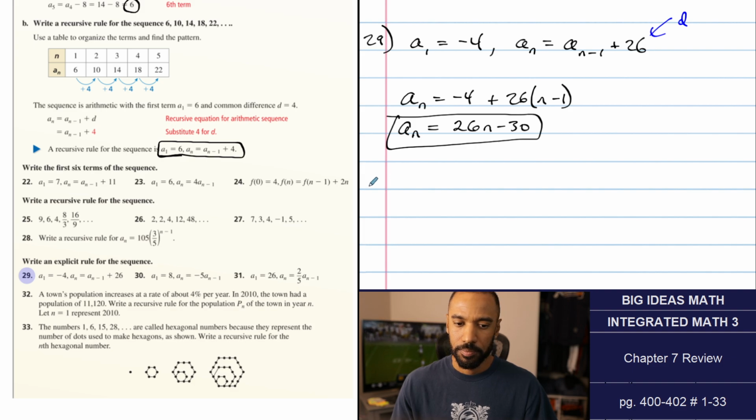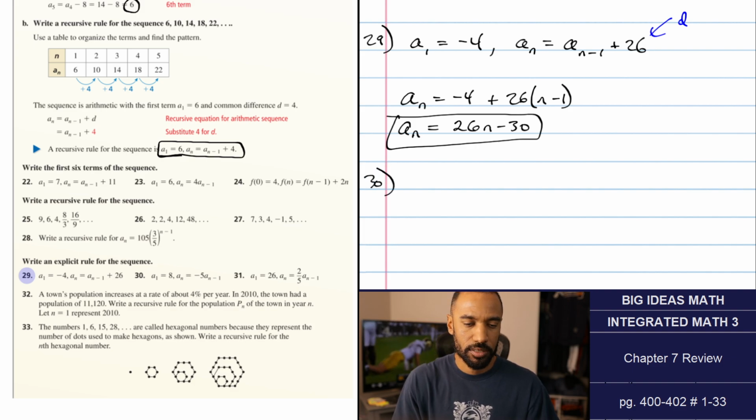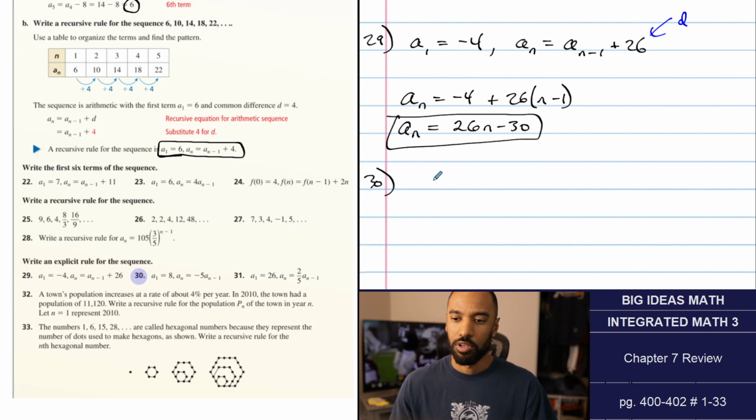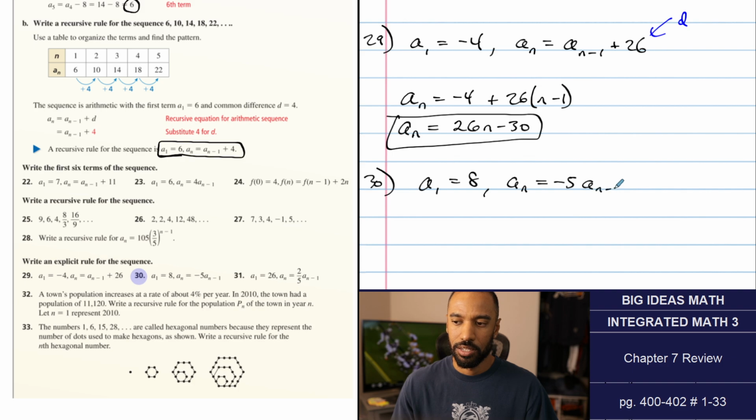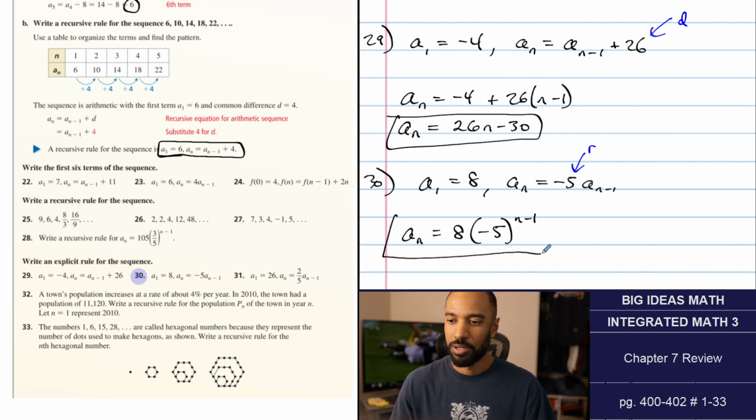Number 30 is a geometric sequence because it shows a common ratio multiplying by -5 each time. So first term is 8. That's needed. Common ratio is -5. That's needed. And again, I want to point out that that's your common ratio. So your a sub n for an explicit rule is your first term times your common ratio to the n minus 1 power.